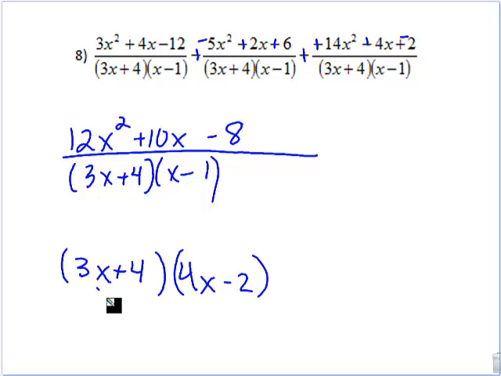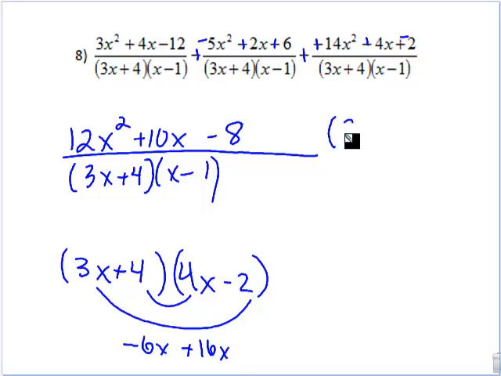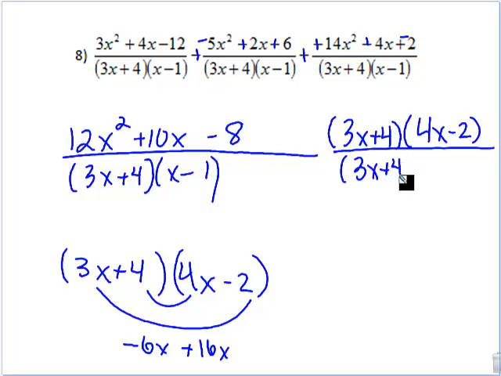Let's see, here the outside term would be negative 6x. What would our inside term be? 16x, 4 times 4 is 16, right? Yeah. Negative 6x plus 16x, what does that give you? 10x. Oh, so does that factor? It does factor to this. So instead of 12x squared plus 10x minus 8, that's the same thing as 3x plus 4 times 4x minus 2 all over our denominator of 3x plus 4 times x minus 1.